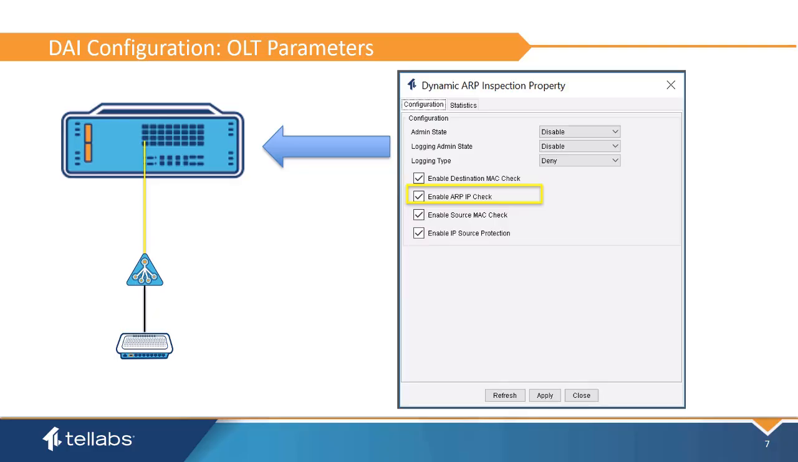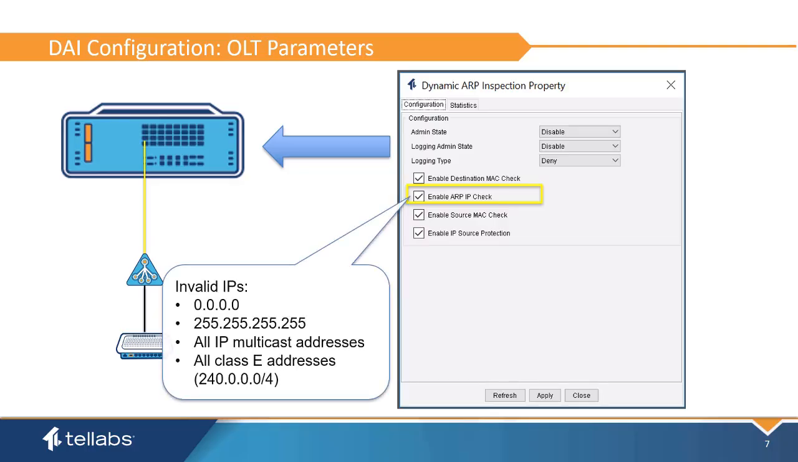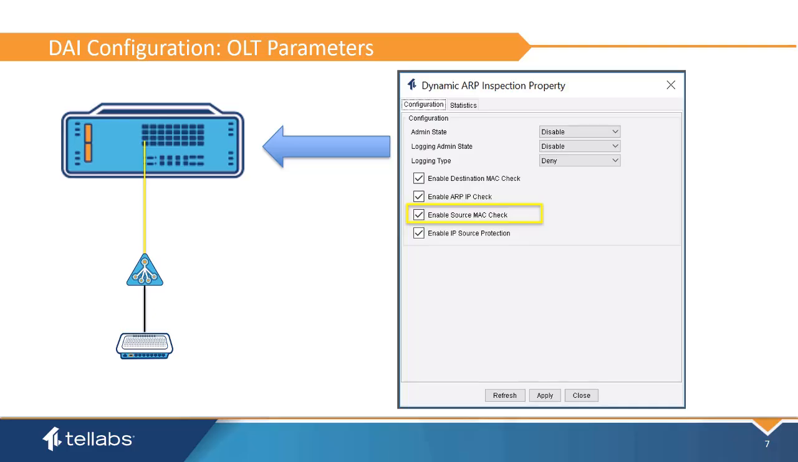Enable ARP IP Check ensures that the IP address is a valid IP address and will exclude all invalid IP addresses. IP is checked in all ARP requests and responses. This is typically enabled. Enable Source MAC Check verifies that ARP header and body have the same source MAC address in both ARP requests and ARP responses. This is typically enabled. If desired, source IP protection can be added. If this feature is enabled, once the source IP is bound, it will drop all packets that do not match the source IP to MAC binding learned from DHCP.